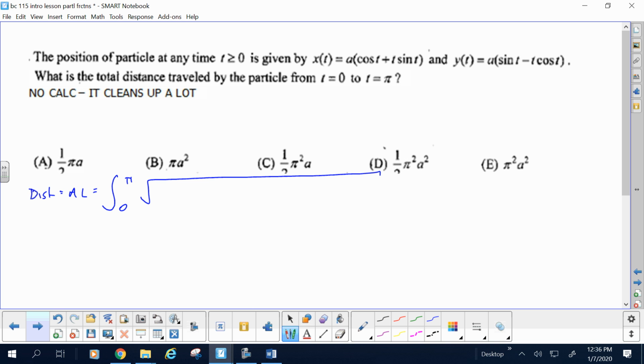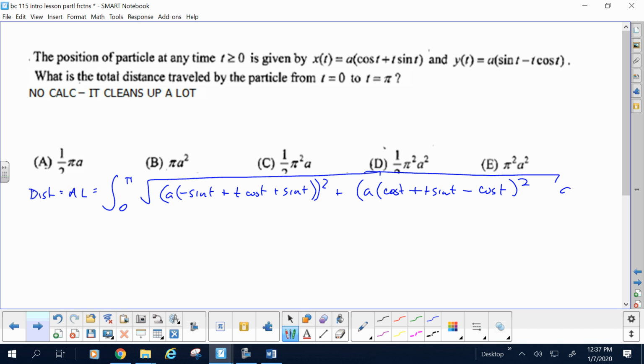All right, so what is x prime? This is a really long problem. A times negative sine t plus t cosine t plus sine t, all squared, plus A times cosine t plus t sine t minus cosine t, all squared.